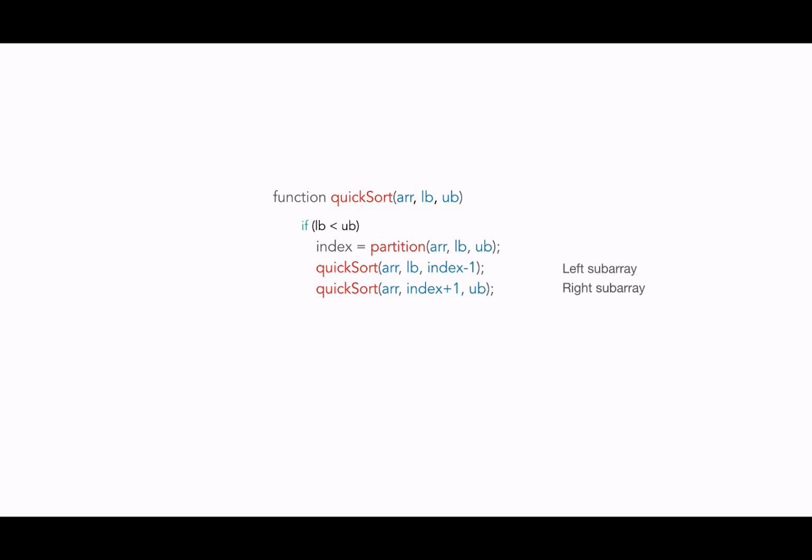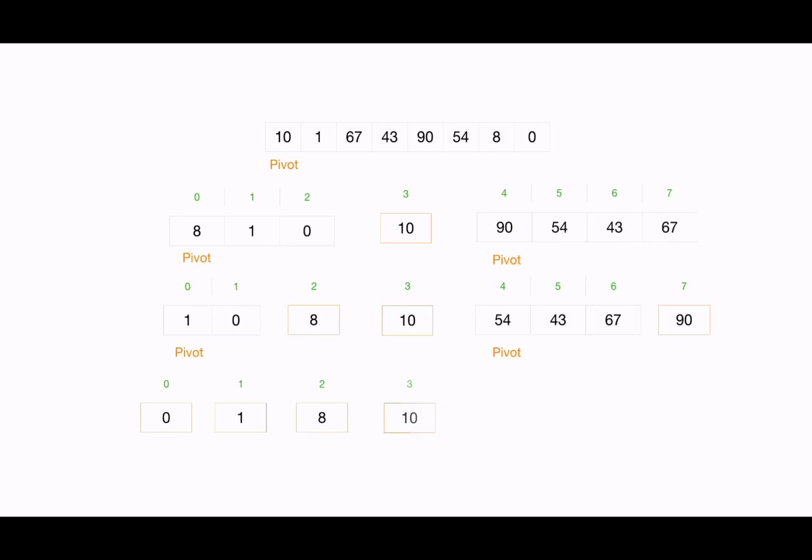Now the last step, which is combine. As you've already seen, once the conquer step recursively sorts all the subarrays, all elements get sorted at the end. That's because we're not creating a different array for partitions. Rather, we are just rearranging elements in the same array considering the partitioning indexes.